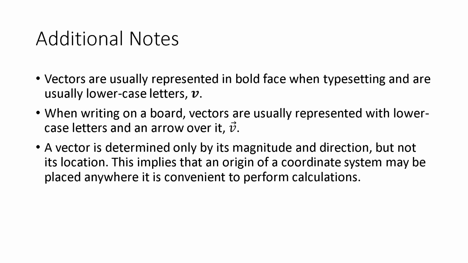Now, another thing to really be aware of is that a vector is determined only by its magnitude and direction, but not its location. Vectors are not fixed at a location, so you can move them wherever you want in the coordinate system, as long as you maintain their direction and their magnitude. This implies that the origin of a coordinate system may be placed anywhere it is convenient to perform calculations. So this does give us a little bit of an advantage when it comes to arithmetic.